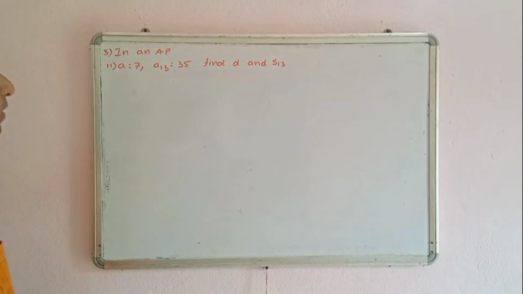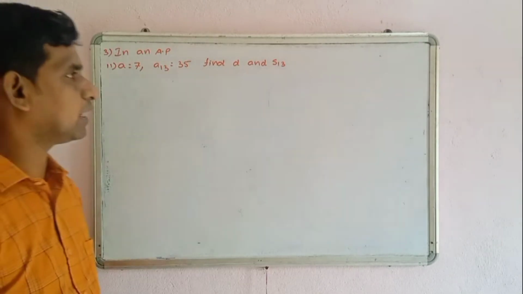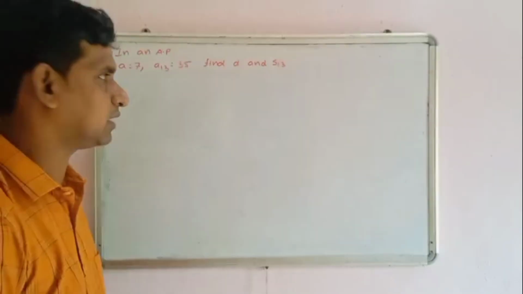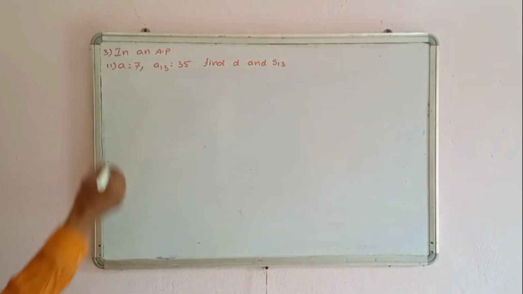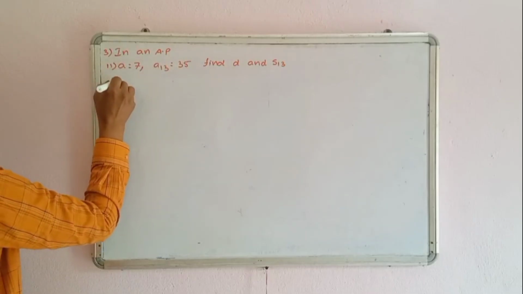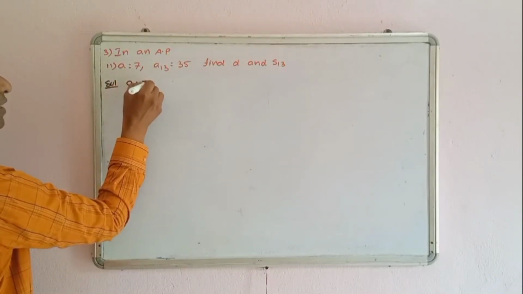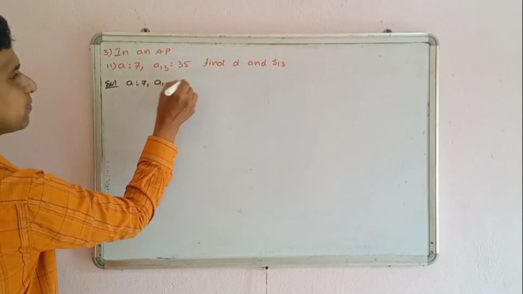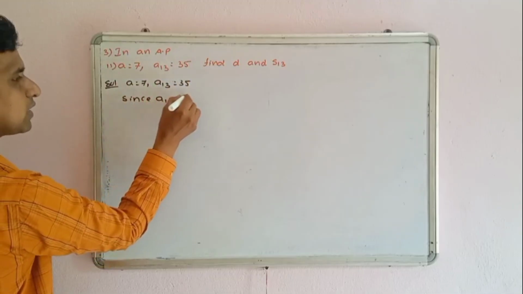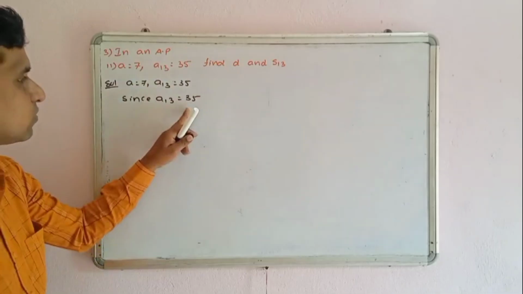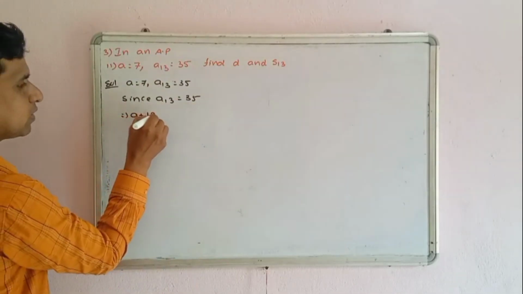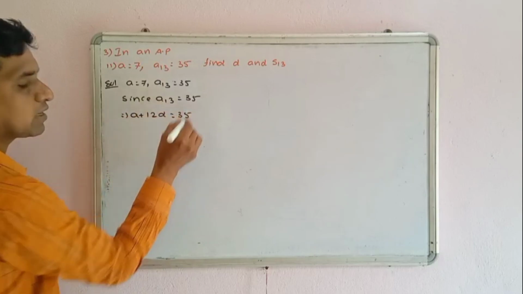Second one, A equals 7, A13 equals 35. Find D and S13. So given A equals 7 and A13 equals 35. Since A13 equals 35, what is the A13 formula? A plus 12D. A plus 12D equals 35.